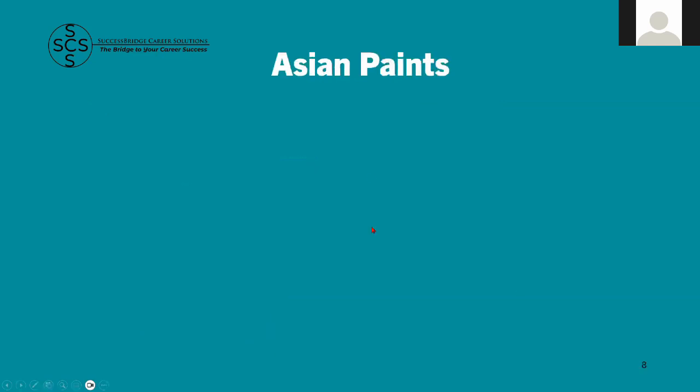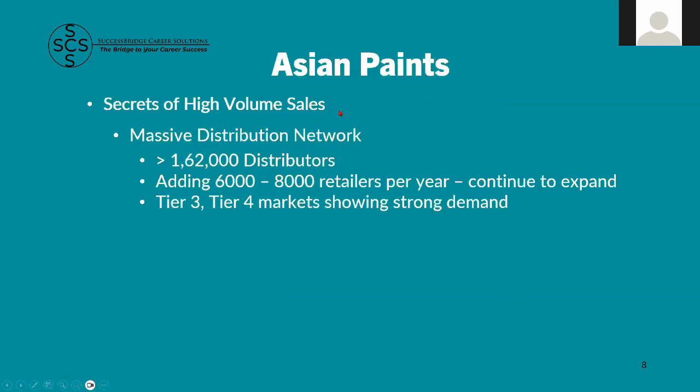Okay, so now let us look at Asian Paints. The secret of high volume sales in Asian Paints is their massive distribution network. They already have 162,000 distributors, and this is as of 1 year ago. And they're adding between 6,000 to 8,000 retailers per year, and they are continuing to expand, especially in tier 3 and tier 4 markets where there is strong demand. And by the way, all this is from management discussions, whether in the conference call or interviews or from their annual report.